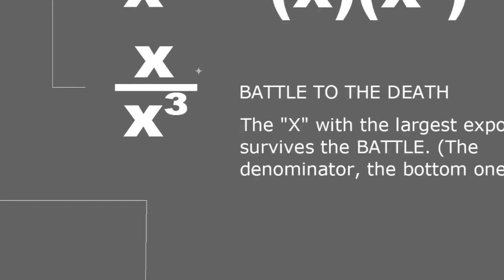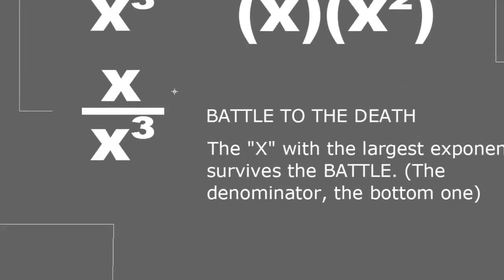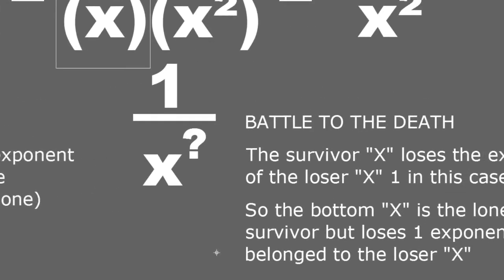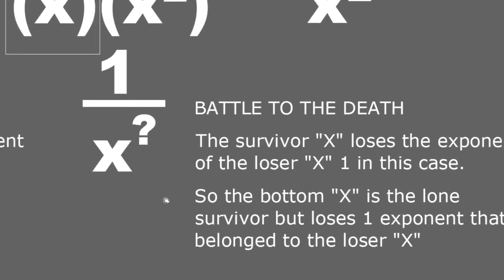But my preferred method to do it is what I call the battle to the death. Both of these variables are going to go into a battle, both go in, only one goes out, only one survives. Which one is the survivor? Well, it's easy, because the one that survives is the one that has the larger exponent. So in this case, the denominator, the one with x cubed, has a larger exponent than the one in the numerator, which has an exponent 1. So the survivor is the x on the denominator, because it has the larger exponent.